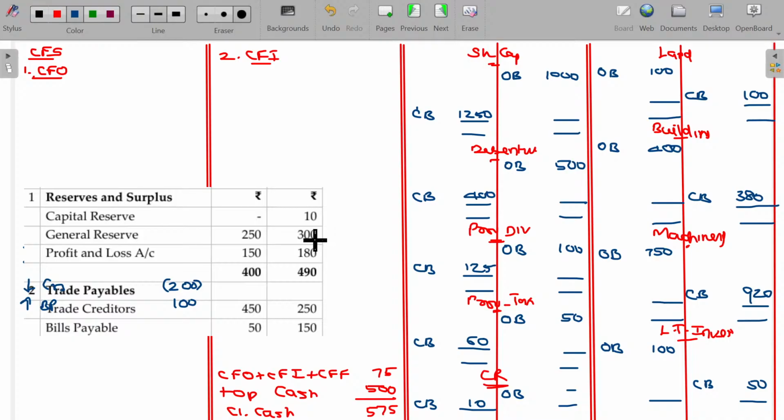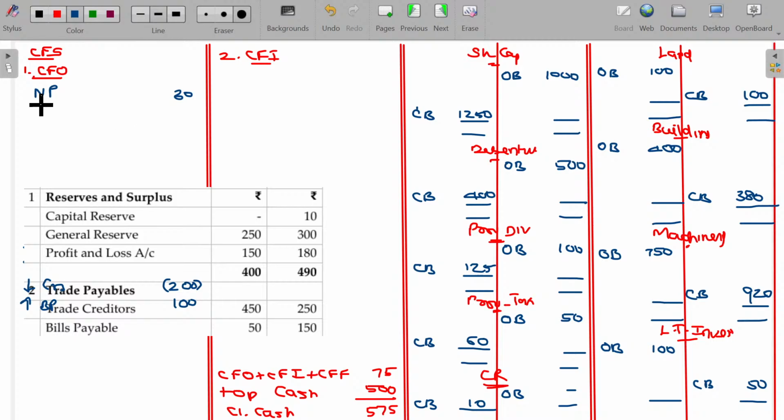What does it mean? Amount transferred to GR from the P&L account. As the amount is transferred from the P&L account to GR, it's a non-cash item. Okay, non-cash item. Is that okay? Because of transferring, there is no amount affected in the cash. So, net profit for the period, being the difference between opening and closing, 150, 180, 30. In the P&L account debit side, we might have debited for transfer to the GR. It reduces the profit, but actually it will not reduce the cash.